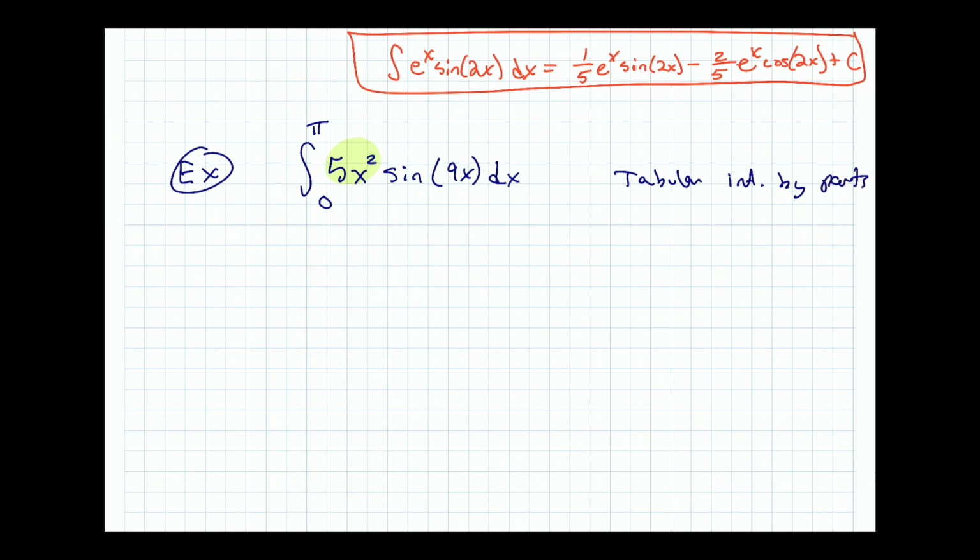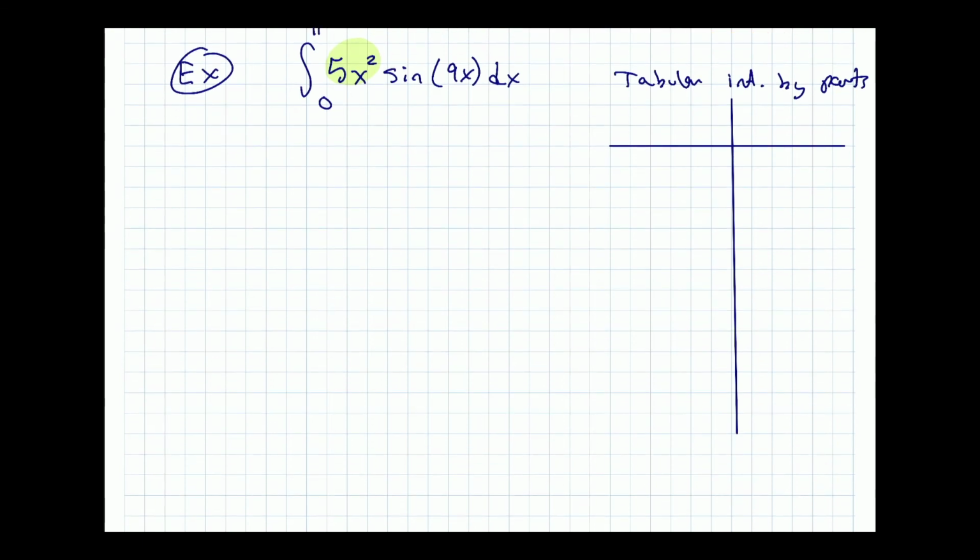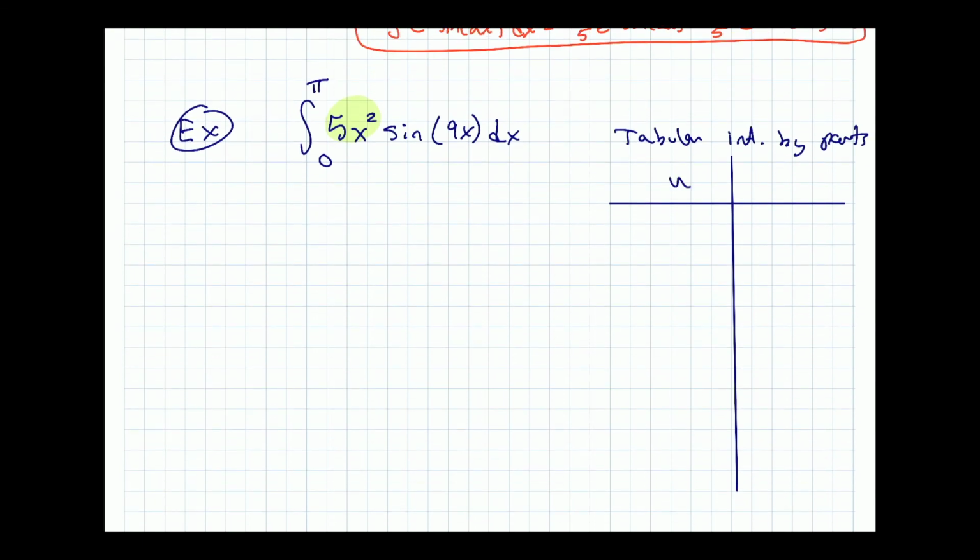So let's make the table. Well, yes, over here. I don't know why so much room. You don't need that much room. All right, u and dv. And I'm ignoring those limits of integration. We ignore them till the end.